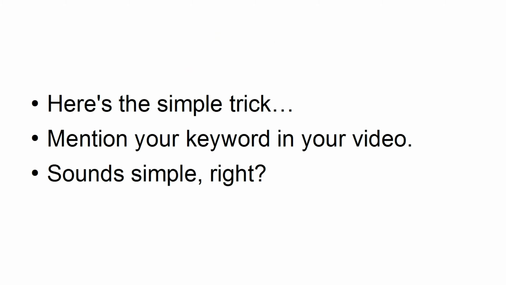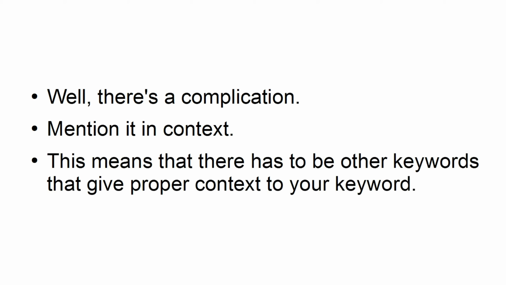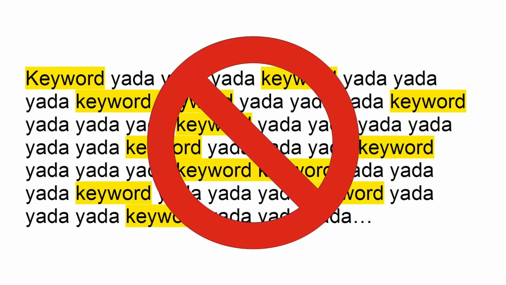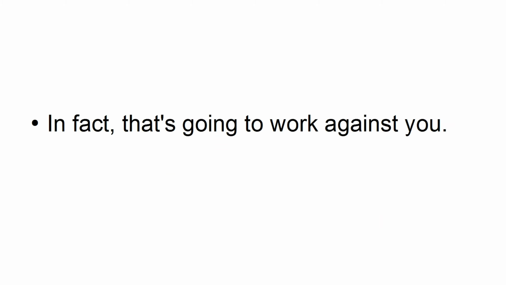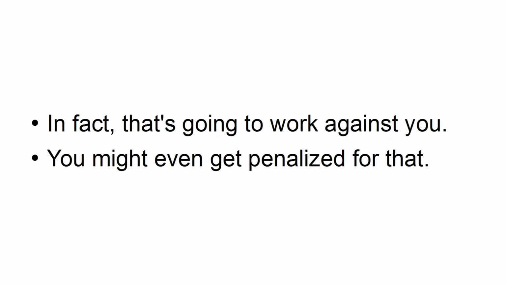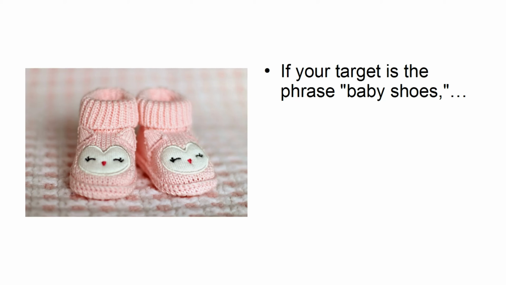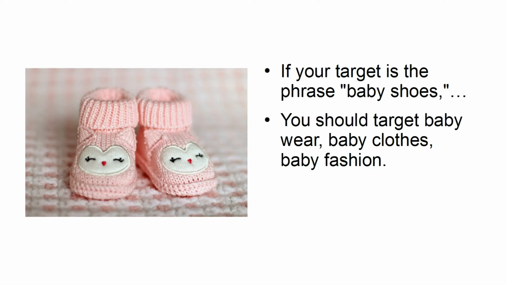Sounds simple, right? Well, there's a complication. Mention it in context. That means there has to be other keywords that give proper context to your keyword. You can't just target one keyword and repeat it over and over again in your video. That's not going to work. In fact, that's going to work against you. You might even get penalized for that. Instead, you have to come up with related keywords that give context to your target keyword. For example, if your target is the phrase baby shoes, you should target baby wear, baby clothes, baby fashion.